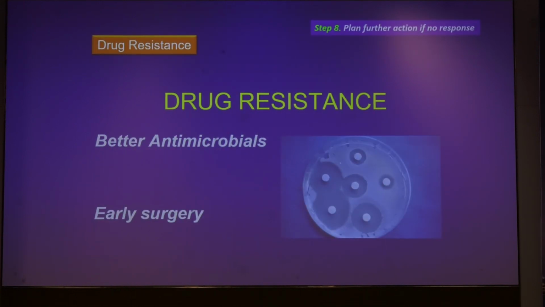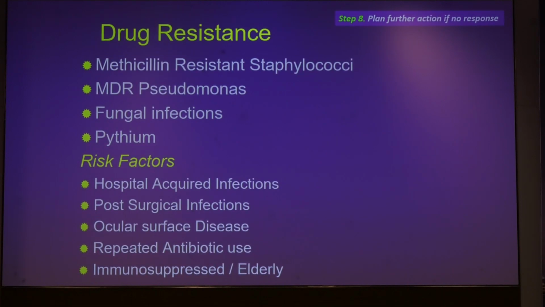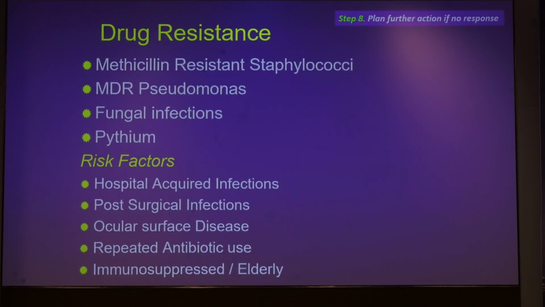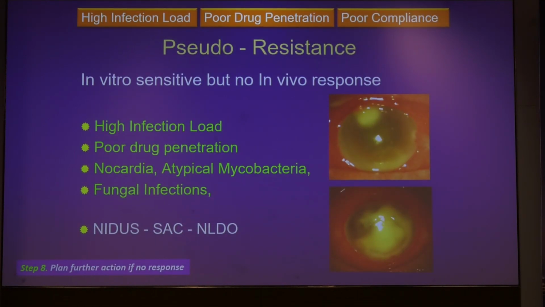So if you have drug resistance, of course the sensitivity might tell us which drugs to select, and if we don't have drugs for that particular organism, we need to do a surgery at an early stage. And we often encounter resistance when we have hospital or post-surgical infections, patients with surface disease, repeated antibiotic use, and immunosuppressed or elderly population. Sometimes the in vitro sensitivity is good, but in vivo we find there is no response.